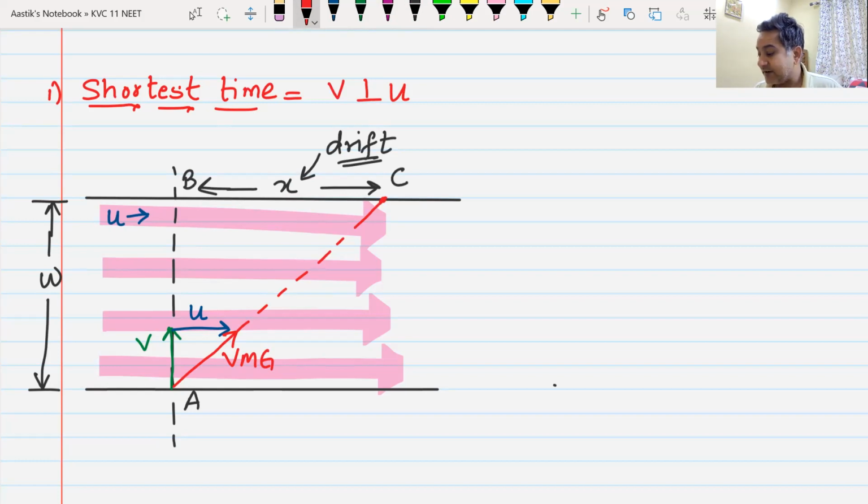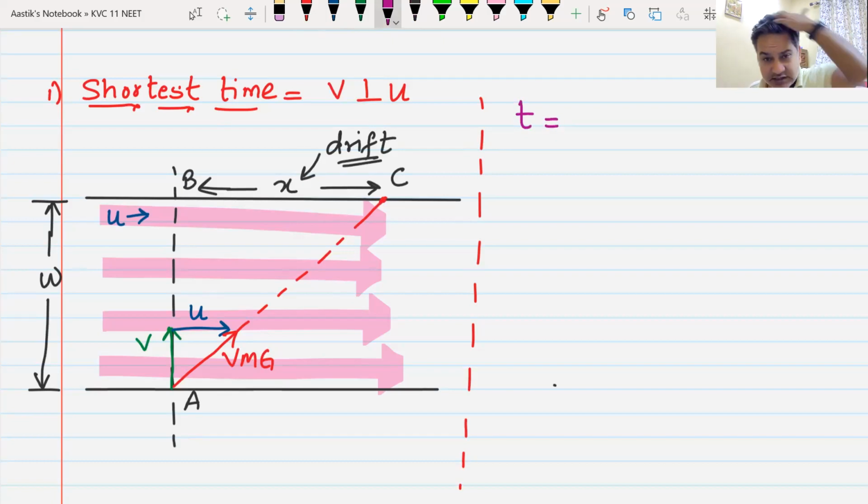So what all things can they ask you? Draw the diagram, we will write them. So the first thing that they can ask you is how much time it takes to cross the river. That is the shortest time. You cannot cross the river in a time which is less than this. How much time will it take to cross the river?